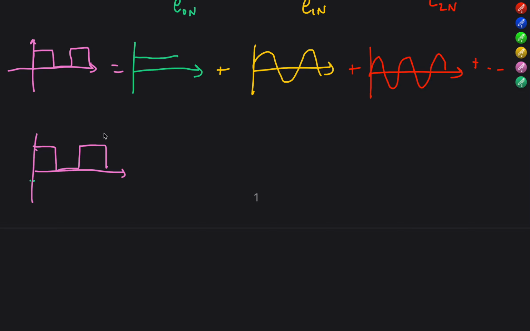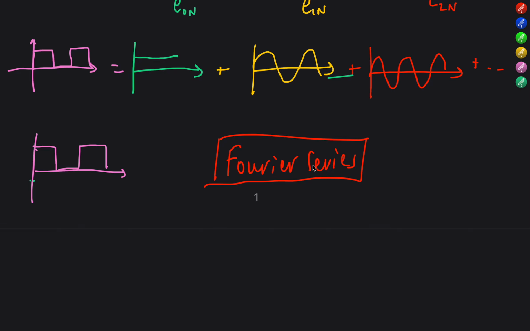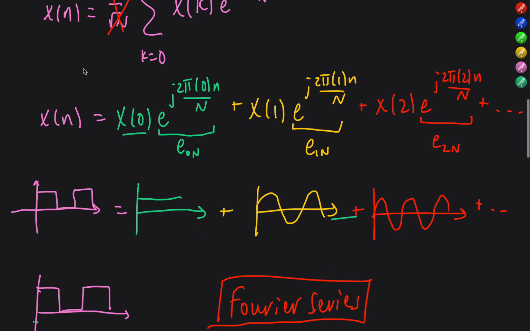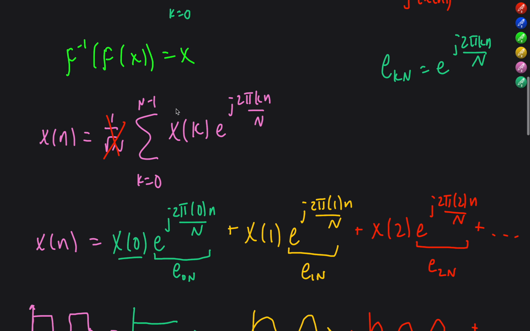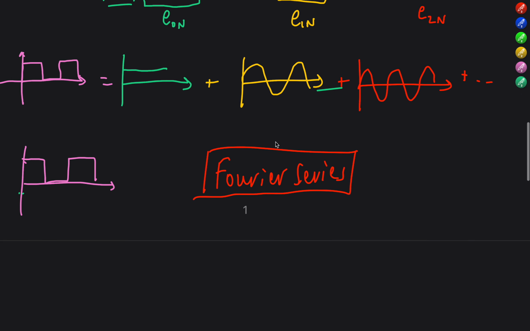Very cool. This is what you might hear called the Fourier series. In my opinion, this is the best way of learning it because it's very intuitive. As soon as you understand what the inverse DFT is, the Fourier series literally pops out of the definition. It's right here. You just expand the sum and boom, you get your Fourier series. So very good, we have covered that.